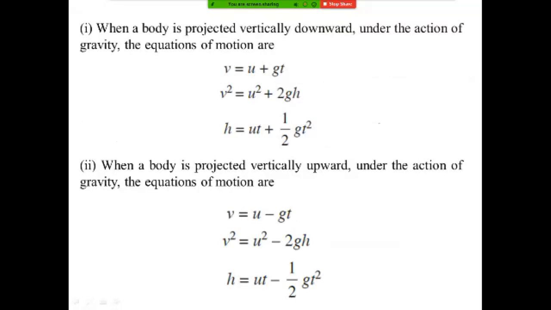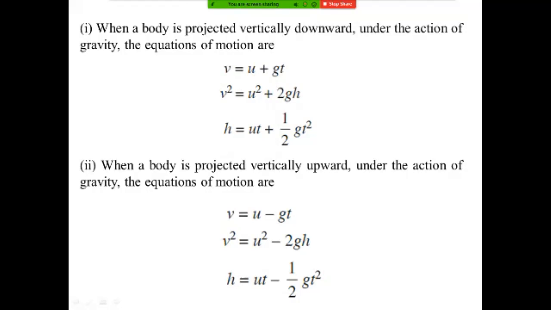I discussed the equations of rectilinear or linear motion. In that we have v is equal to u plus at, v square minus u square is equal to 2as, then s is equal to ut plus half at square. What is the only difference between these equations in gravity and the equations of rectilinear motion? Instead of acceleration we will use acceleration due to gravity, that is g. Instead of distance we will use height. That is the only difference.